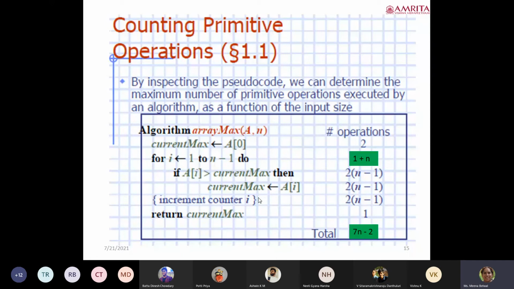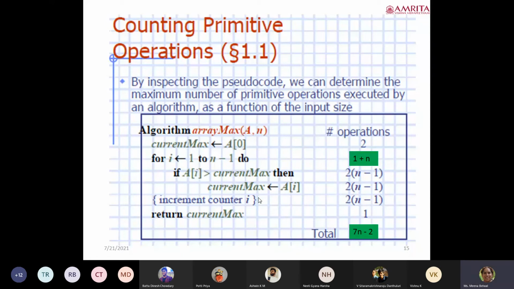Why not n minus 1 times? Because you are doing i equal to 1, i less than n. So 1 is less than n, 2 is less than n, 3 is less than n, and n minus 1 is less than n. You will read. After that, i becomes n. So when i becomes n, that time also you do a comparison whether i is less than n or not. So you actually do the comparison n times. That is why 1 plus n operations will happen here.